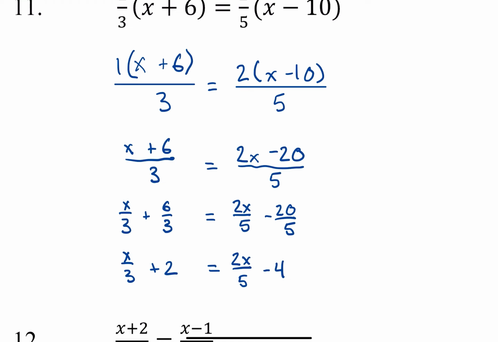All right, now the denominators here, and again, it's understood that this is technically 4 over 1, 2 over 1. So the LCD between 3 and 5 is 15. So I'm going to multiply everything by 15.